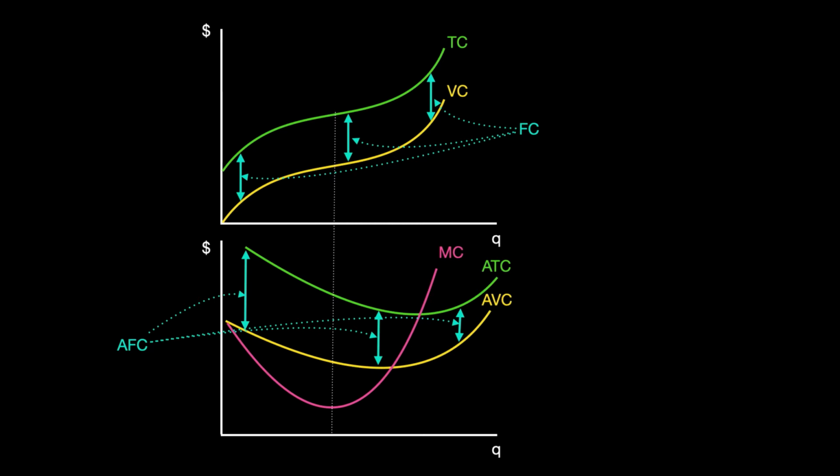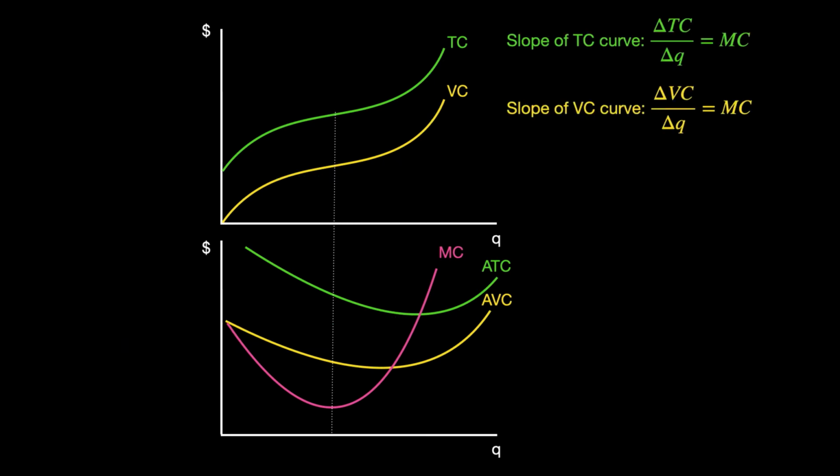So the vertical distance between the average total cost curve and the average variable cost curve becomes less as Q increases. The slope of the total cost curve is marginal cost. To see why, note that the slope of the total cost curve is the change in total cost over the change in quantity. This is the rise over the run.